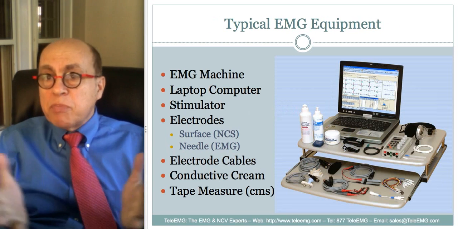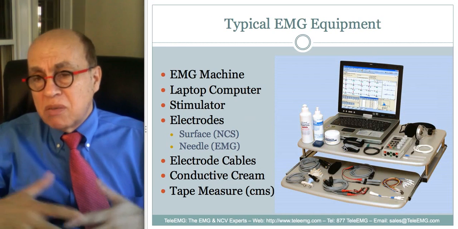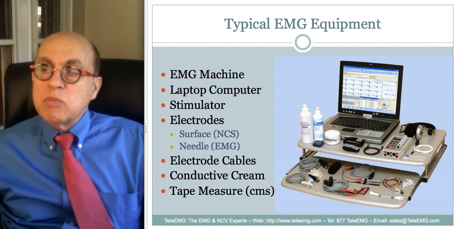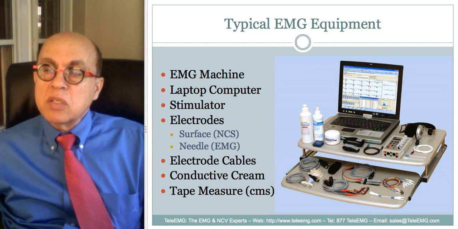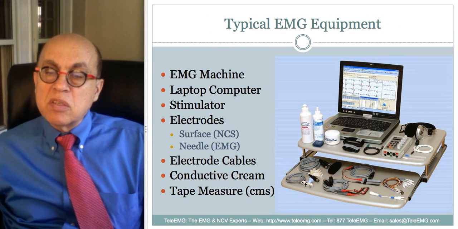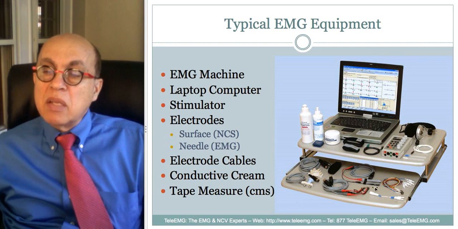Let's look at a typical EMG machine setting. So first of all, you have the EMG machine. This is it that I was just talking to you about. It's connected to a laptop computer. The EMG machine has a stimulating electrode. This is it here in this case, right? And it has recording electrodes. These are recording electrodes that are connected to it.